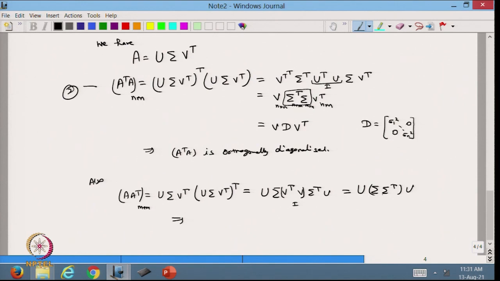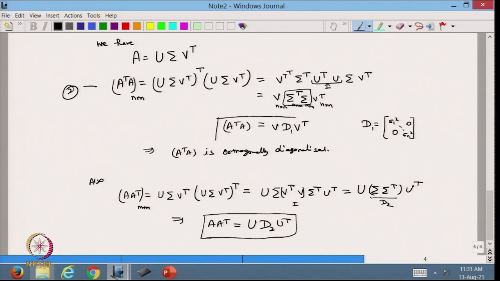So it is a new matrix; maybe I can write sigma sigma transpose as D2. So I can write from here that A A transpose is equal to U D2 U transpose. So I can say that U can be obtained by solving for the eigenvectors of the matrix A A transpose. This is the way we are able to find the values of U and V, and then we can find the sigmas. So, this is equation number 3.